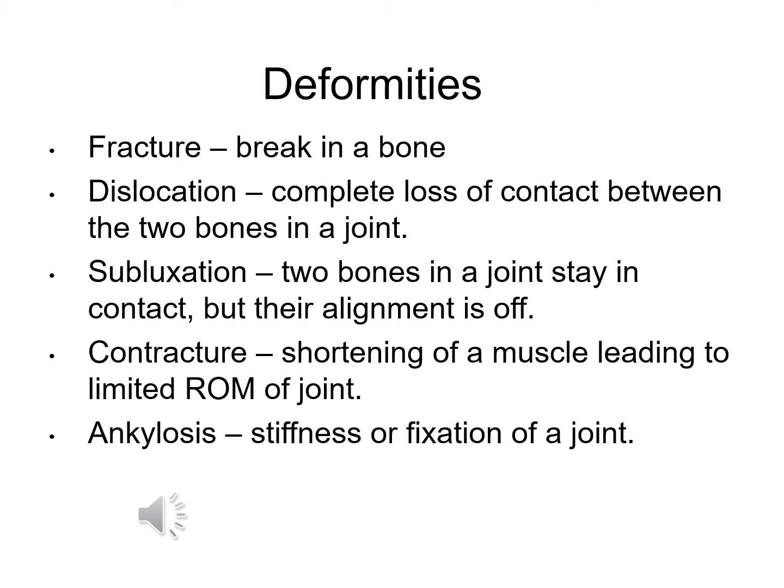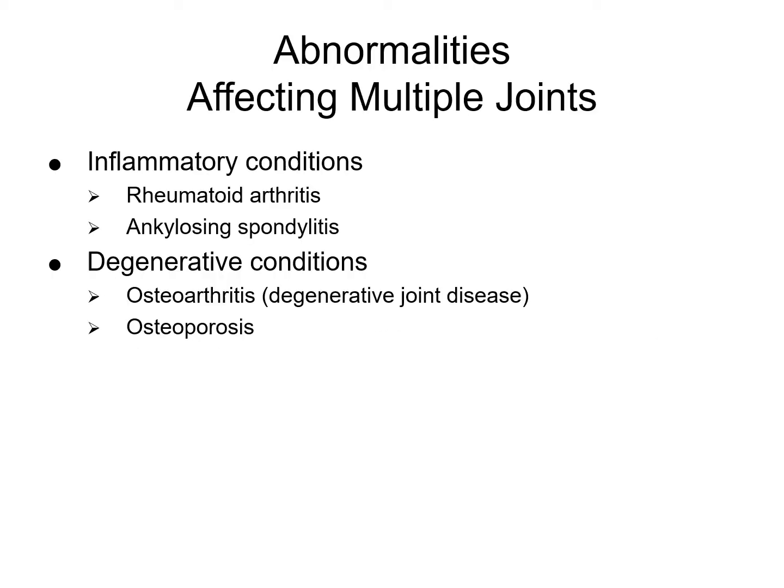This is an important slide as well. It just has some definitions, medical terms here that I want you guys to be aware of. Obviously, you know what a fracture and a dislocation are. Subluxation, contracture, shortening of the muscle leading to limited range of motion, and then ankylosis is stiffness or fixation of a joint. So just be aware of what these terms mean.